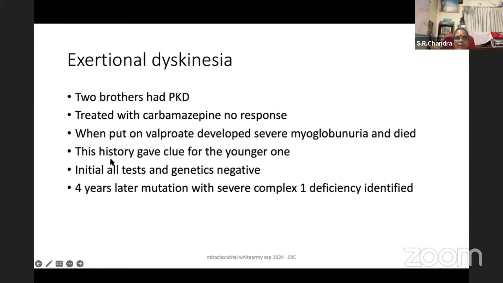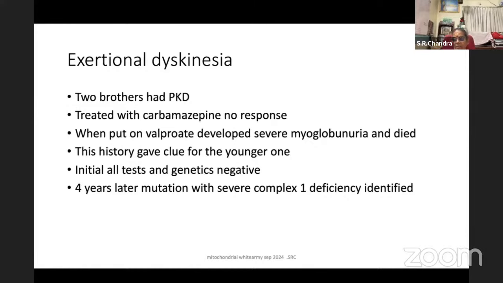So the parents got very panicky and rushed to the teaching institution where I was working. This history of valproate-induced death, like the valproate-induced encephalopathy in the MERRF family with a midline lipoma, gave the clue for the younger one. Initially all tests, including genetics, were negative, but we put the patient on a mitochondrial cocktail, considering the clue from the other sibling. Four years later, mutations with severe complex 1 deficiency were identified in the same sample.